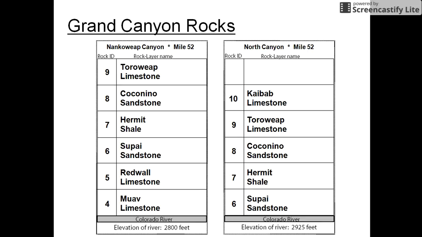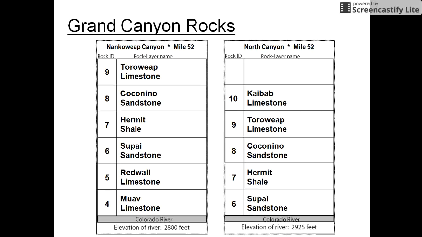Now, a little side note. In my experience, some students will understand the concept of elevation fairly quickly. They understand that it's the height in feet above sea level. However, some students will confuse this and think that the Colorado River at this location is 2,800 feet deep. So you will need to assess that and address it fairly early on.